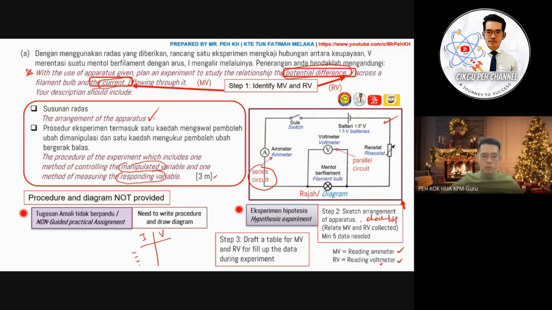Then you can start to connect your apparatus to find the minimum and maximum values which are able to be measured by your ammeter. In this simulation, I'm going to show you how to get the maximum and minimum data according to the question. Now let me show you how I identify the MV and RV for the Tugasan Amali tidak berpandu. And in the simulation, I also will show you how we connect the 4-terminal rheostat to our circuit. Let's see the simulation.